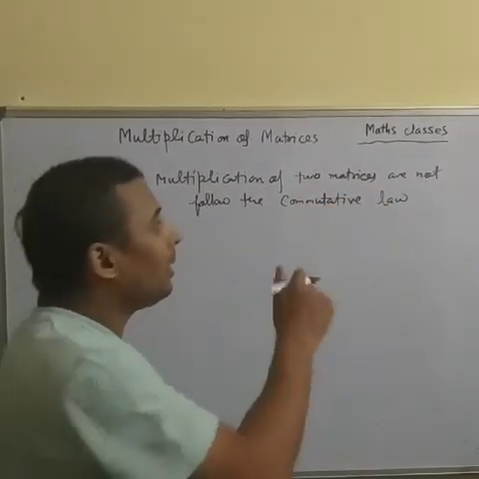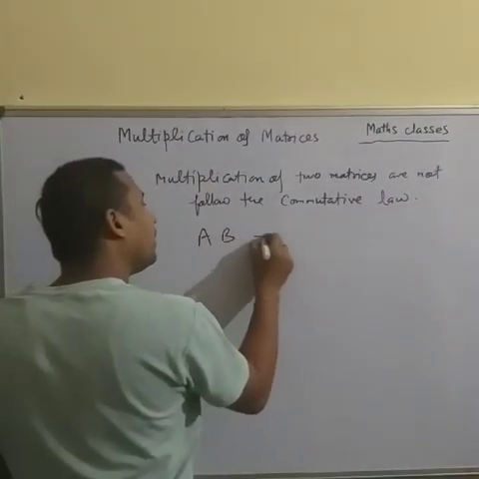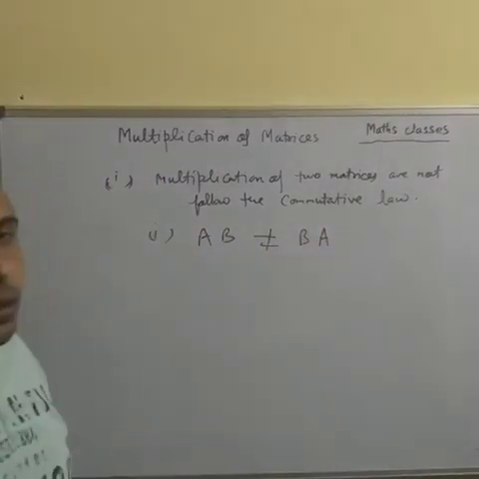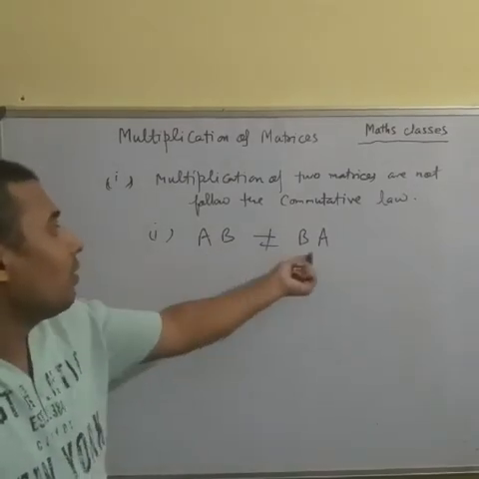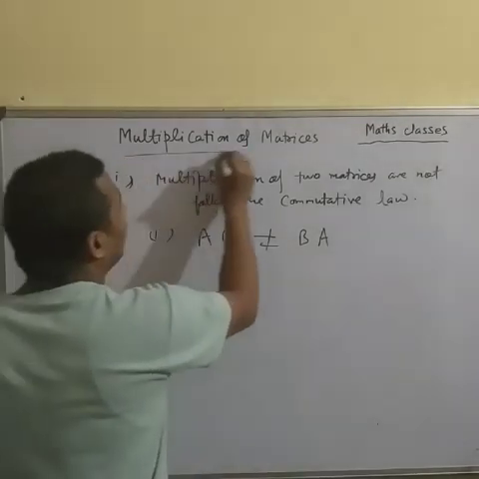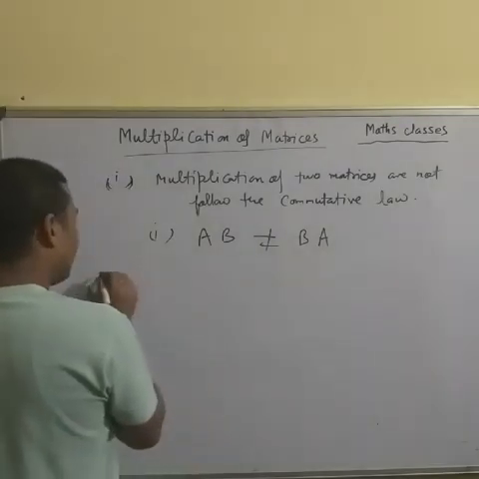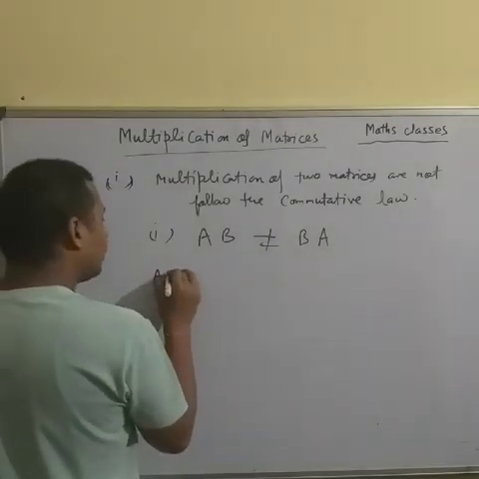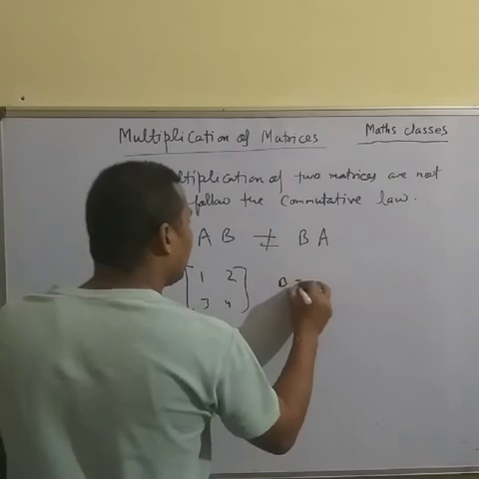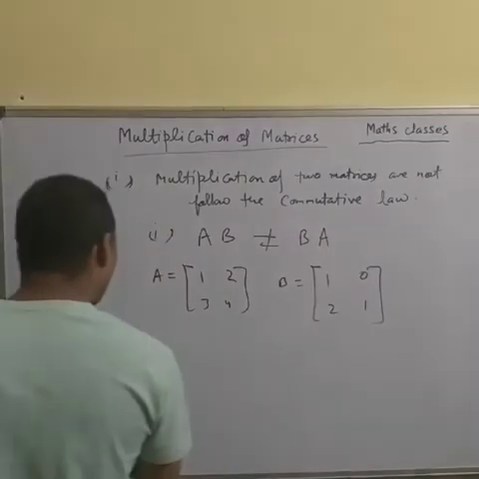So what is the meaning? It means AB is not equal to BA. This is the rule. AB is not equal to BA. Let's prove it. This is the important rule of the multiplication of the matrices. So now A equals 1, 2, 3, 4. B equals 1, 0, 2, 1. Multiply AB.